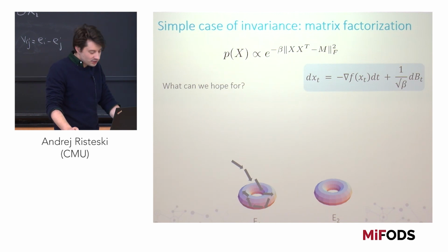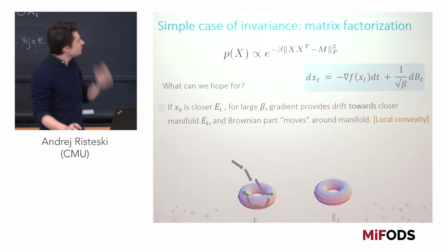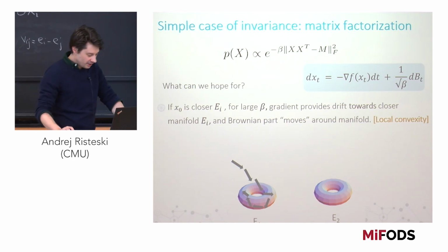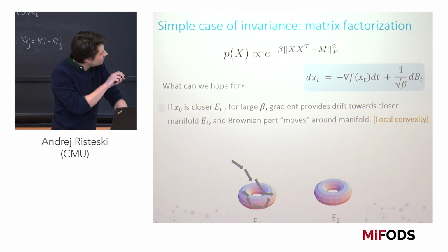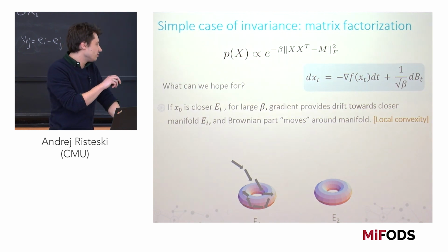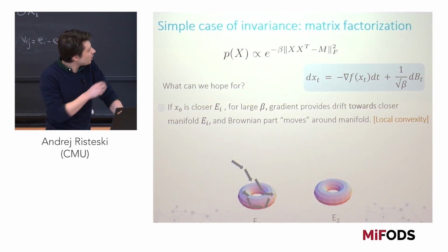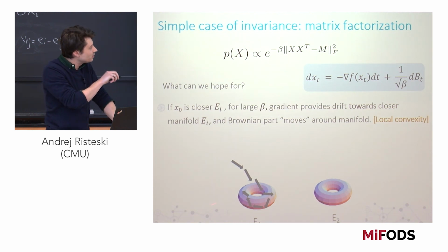So what can we hope for here? What should qualitatively the picture be of what this process behaves like? Well, imagine that you started with some point x0, which is maybe at this arrow that I started drawing from here. And imagine that beta is large. What should be happening is that this gradient term is providing you with a drift, which is pushing you towards the closer manifold. So if I started closer to E1, it's going to keep pushing me towards E1. And this Brownian part is isotropic noise, so it's pushing me around this manifold.